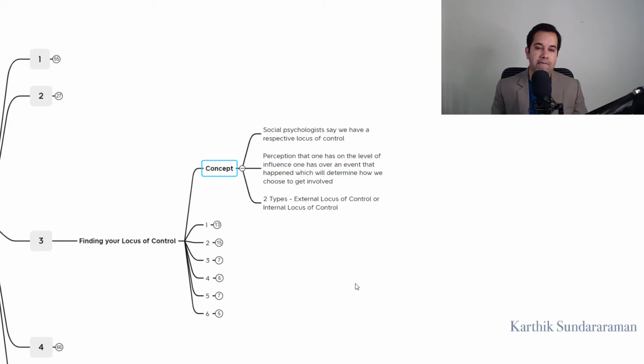There are actually two types of locus of control, as you can see on the screen. One is the external locus of control, and the second is the internal locus of control. Now let's understand these two types so that you can understand which of them is dominant in you.